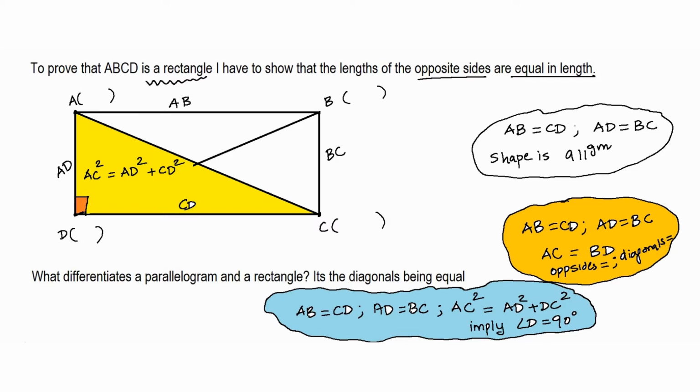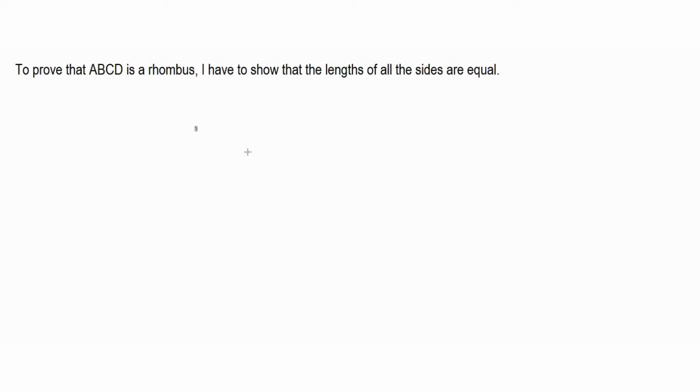Okay, so now let us take up the next shape. How can I prove that ABCD is a rhombus, right? We know that there is a property of a rhombus. So let us quickly draw a rhombus. A rhombus is that quadrilateral which has all its sides equal to each other, right? So the simple test for proving that ABCD is a rhombus.